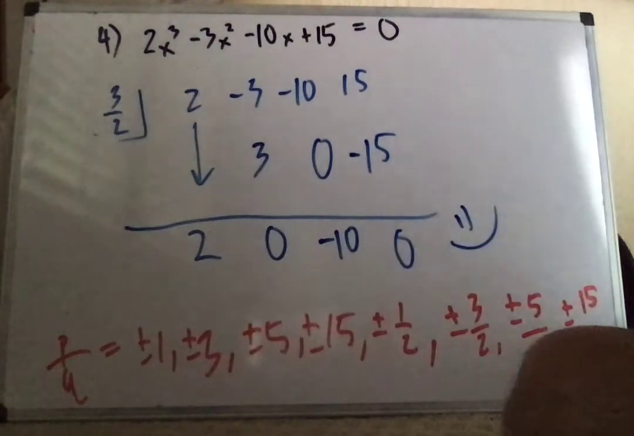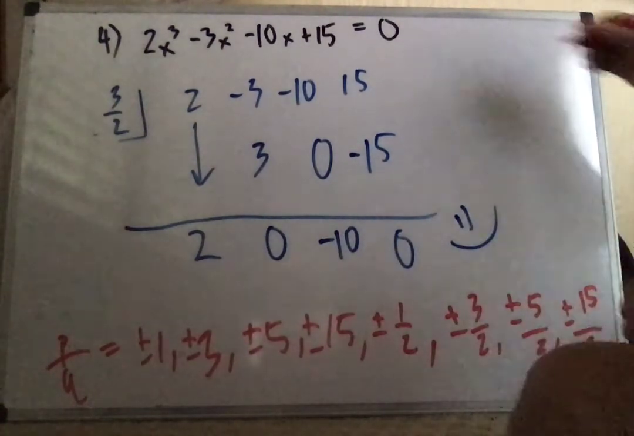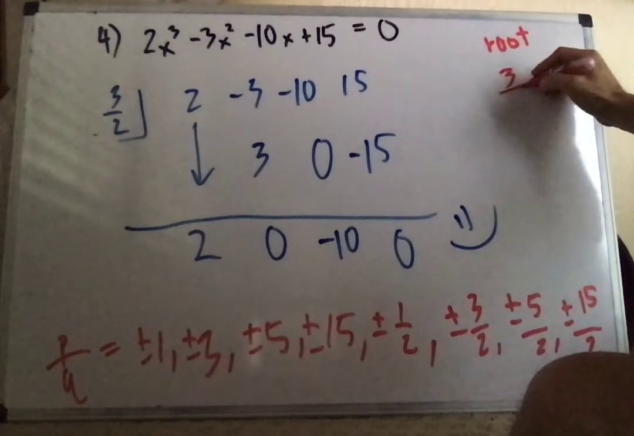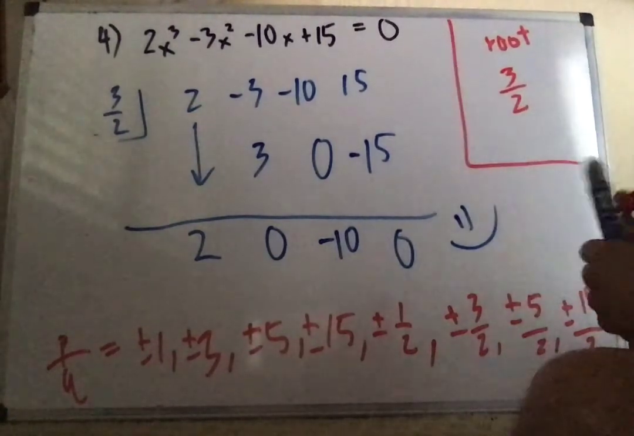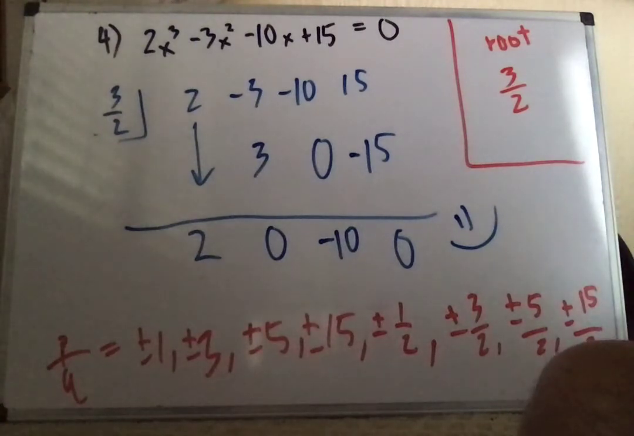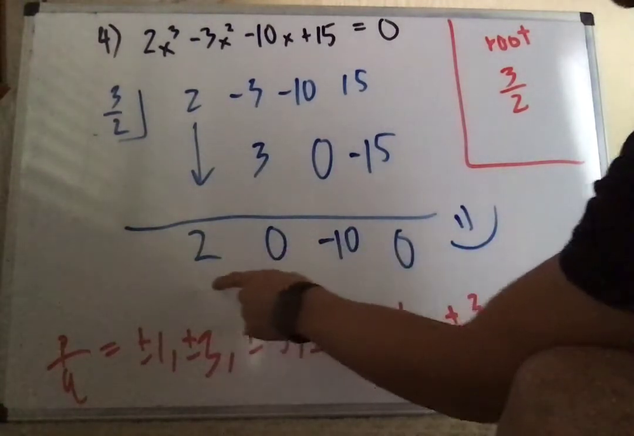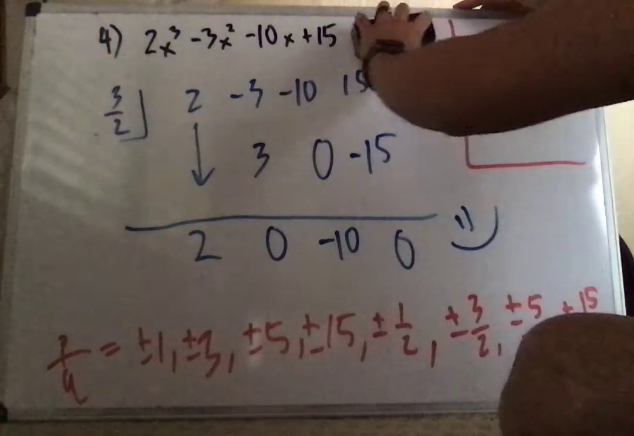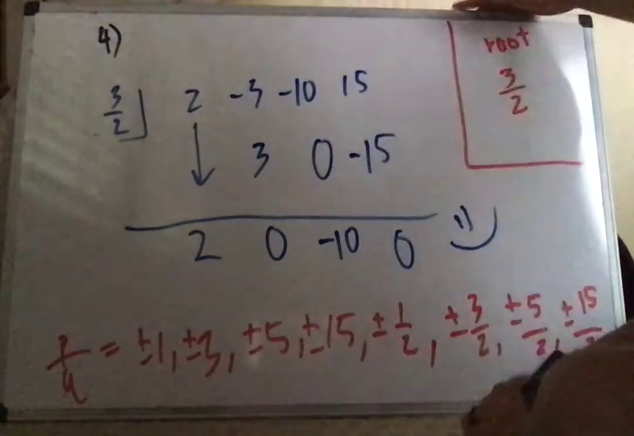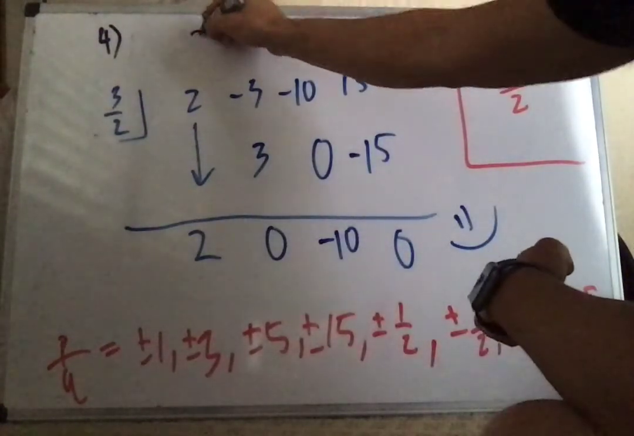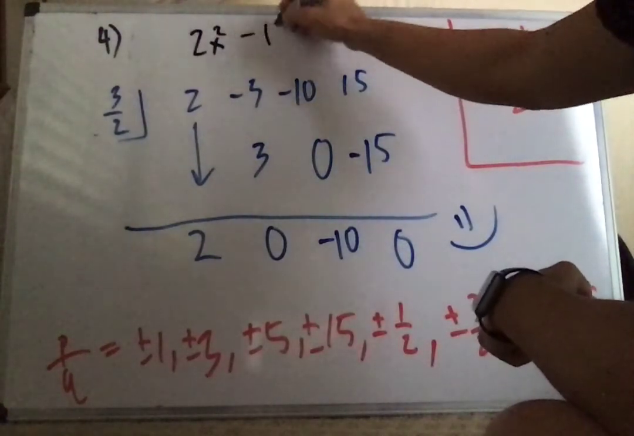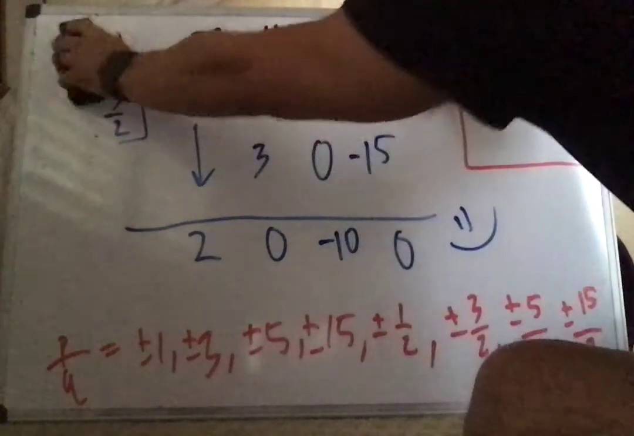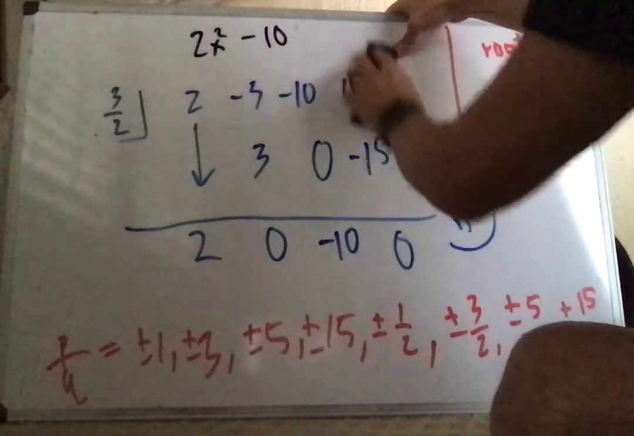Yes, we found it. 3 halves is the root we wanted. So the first root is 3 halves. Nice. Now that we have that, the resulting expression is 2x squared minus 10. So that one is actually just a simple quadratic. We don't even need to use the quadratic formula this time. We can, but it's not necessary because I'll show you why right now. Let me just write the polynomial first.